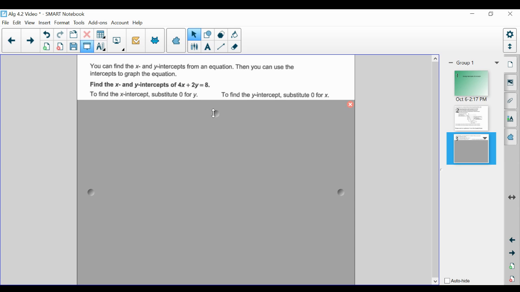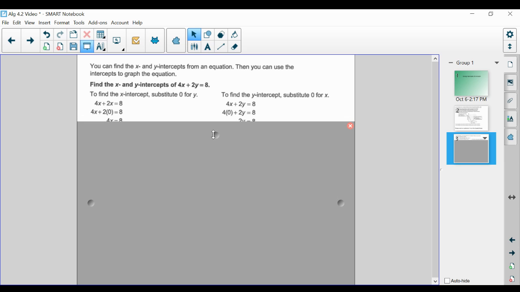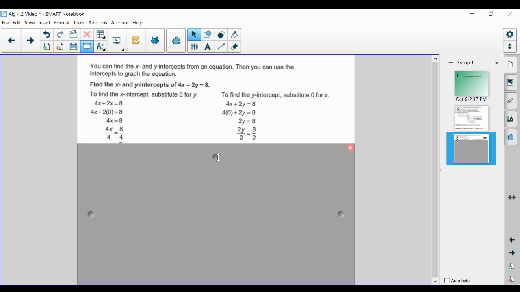A good way to remember it, if you're trying to find the x-intercept, you should end up with an answer as x is equal to. If you're trying to find the y-intercept, you should end up with an answer that's y is equal to. That way you're finding the x-intercept and the y-intercept. If that's not what you receive, then something went a little bit wrong there. So we got to go back and make sure we're substituting 0 in for the correct variable you are trying to solve for. So we substitute in 0 and we solve.